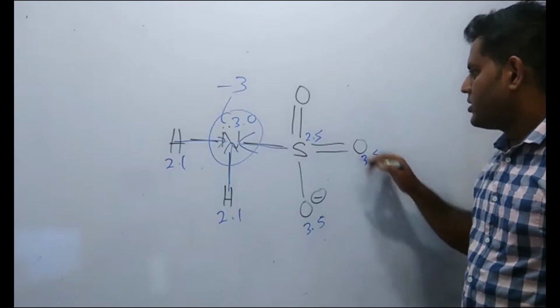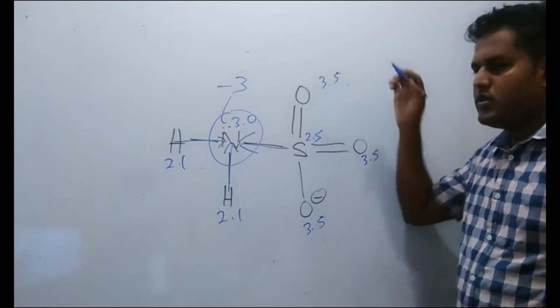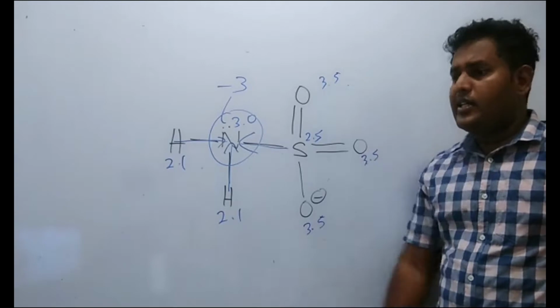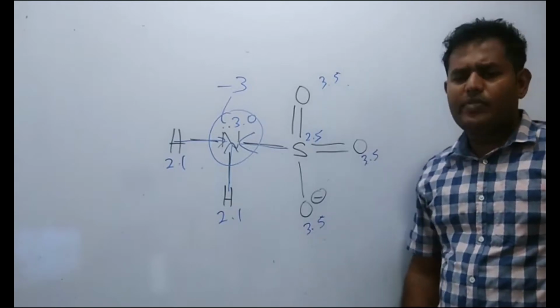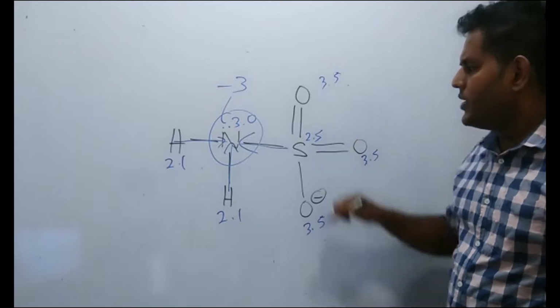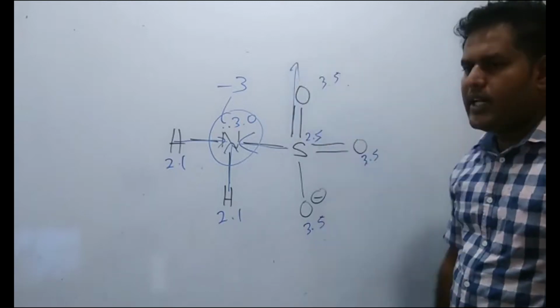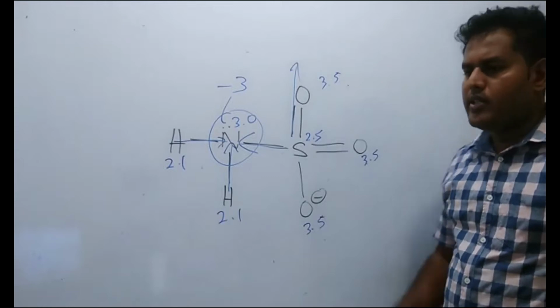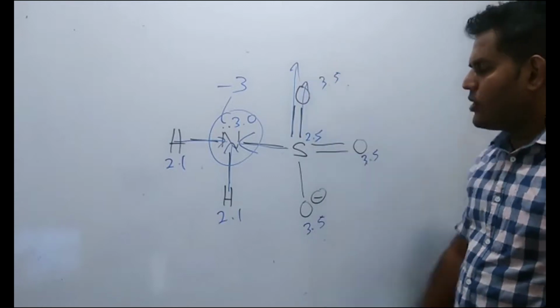3.5. So what we have to say? Oxygen is more electronegative than sulfur. Mark the electron flow with a pencil. That is the dipole moment. So sulfur to oxygen, 1 electron is given, plus 1. Sulfur to oxygen, another electron is given, plus 2.